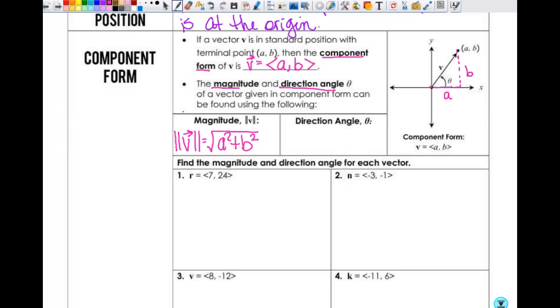Then I got to find the angle. If I want the angle in terms of A and B, that's my opposite and adjacent, so it's tangent. So this is going to be the tangent inverse of what?